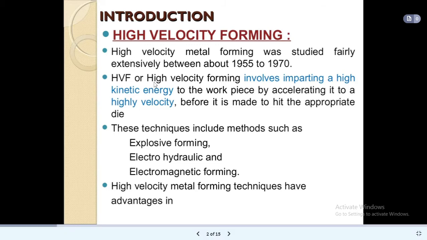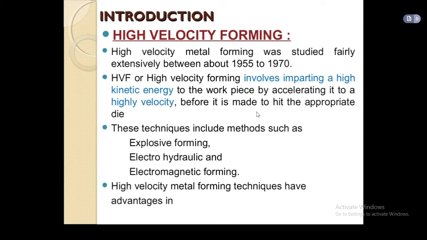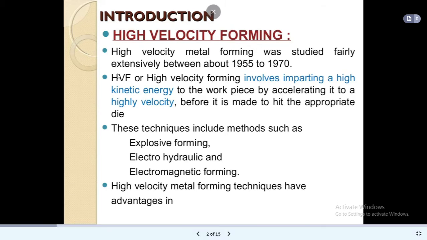High velocity forming involves imparting high kinetic energy to the workpiece by accelerating it to a high velocity before it hits an appropriate die. In a high velocity process the kinetic energy is used, and we know the formula for kinetic energy is 1/2 mv square, meaning kinetic energy is directly proportional to the square of the velocity.